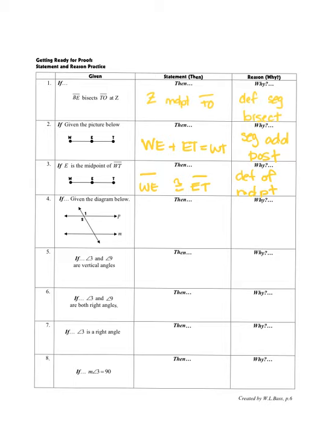Number 4, if we are given the diagram below and we're looking at angle 1 and angle 2, what we want to do is identify that angle 1 and angle 2 are vertical angles. And the why would be definition of vertical angles.